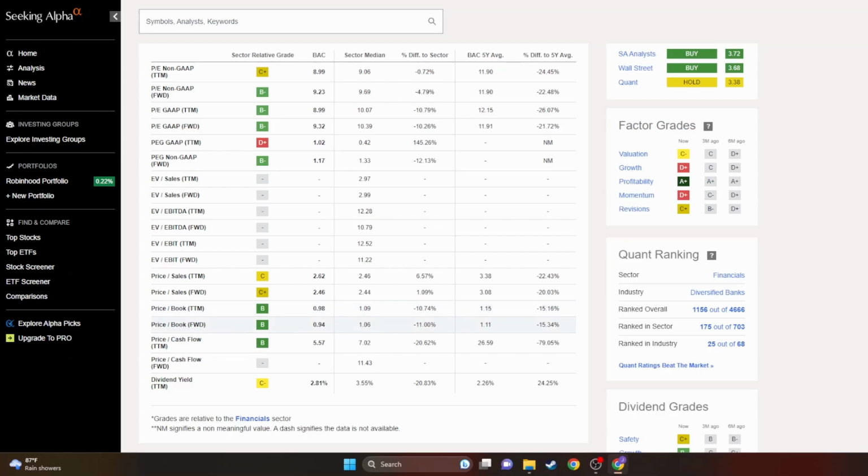Now, I do want to point out something, and that is depending on which website you go to, sometimes they'll report over different time frames or they'll use different metrics for determining the price to book ratio. It's important when you're evaluating one company versus another company to make sure you stay consistent with a particular website that uses the same metrics every single time.